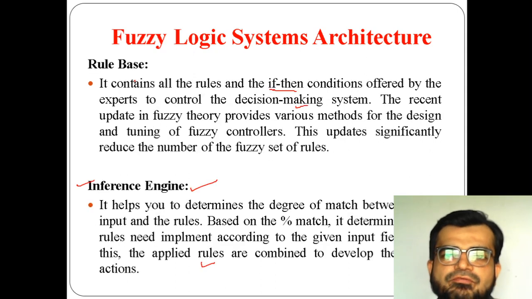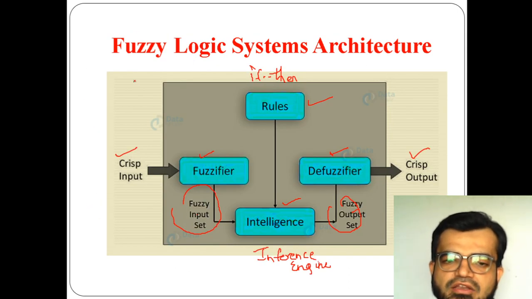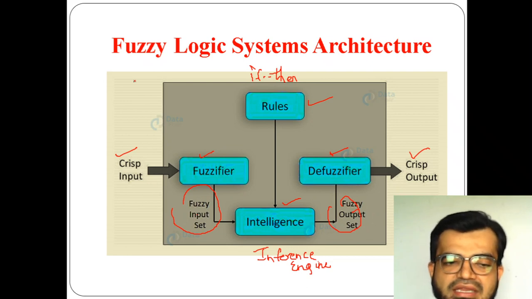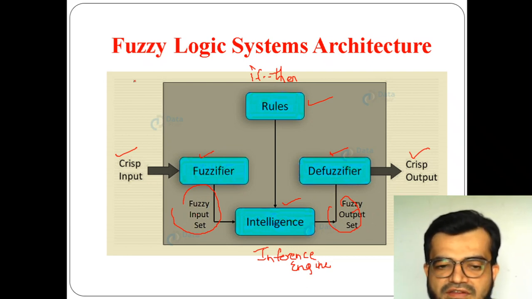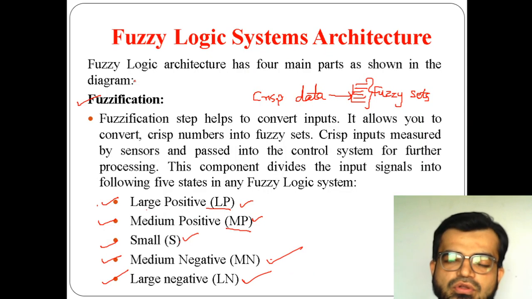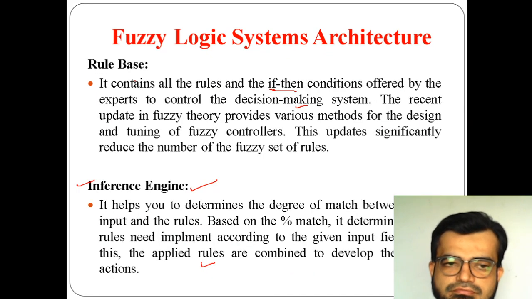These are the four major components of fuzzy logic. The first is the fuzzifier, which does fuzzification: it takes the crisp input and converts it into fuzzy input. Based on the fuzzy rules and the fuzzy input set, the inference engine gives you a fuzzy output set, which acts as an input for the defuzzifier to convert into a crisp value. That is the role of defuzzification.